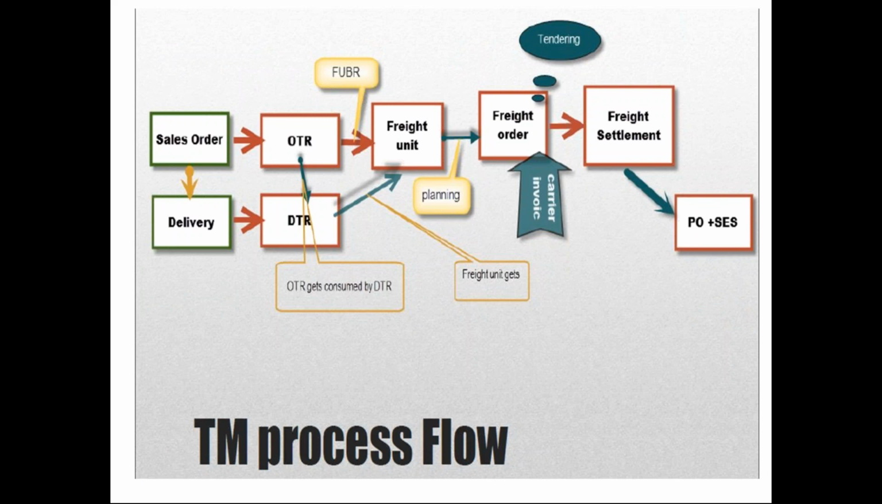Okay, so when you create a sales order from the R3 or ECC server, the sales order will come and hit your TM system as an OTR. OTR is nothing but an order based transportation requirement. That OTR will be used in a planning run, and under the planning run a freight unit will be created. So what is this freight unit? As of now, just remember that a freight unit is nothing but a quantity and the material.